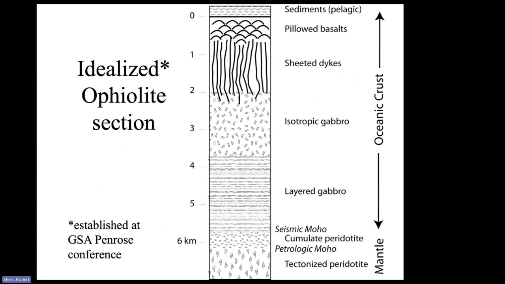So here is an idealized ophiolite section, which was established at a scientific meeting called the Penrose Conference back in the late 70s. So sediments on top, pillow basalts, sheeted dikes, two kinds of gabbro, and then these peridotites. So this is the oceanic crust, and this is the mantle. All of these units need to be present for it to be an ophiolite. Yes, Clint. In other words, it's basically ocean lasagna.